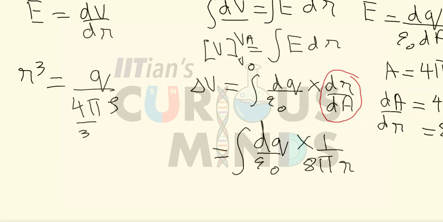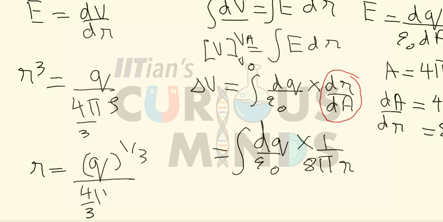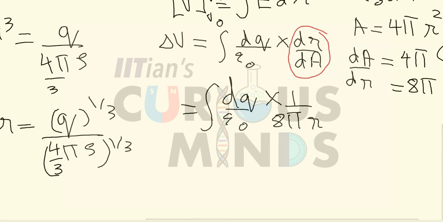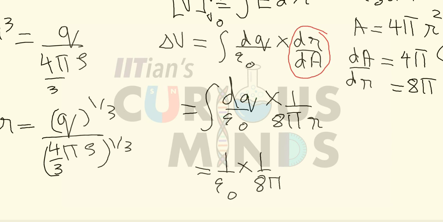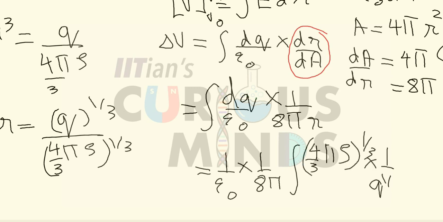So r can be written as the cube root of this part: q raised to 1 by 3, over 4 by 3 pi into rho raised to 1 by 3. I am writing it separately. When I substitute this, 1 by epsilon naught and 1 by 8 pi will be outside the bracket. It will be equal to the integration of q raised to 1 by 3, which basically goes in the numerator, so it will be 4 by 3 pi rho the whole raised to 1 by 3 into 1 by q raised to 1 by 3 into dq.